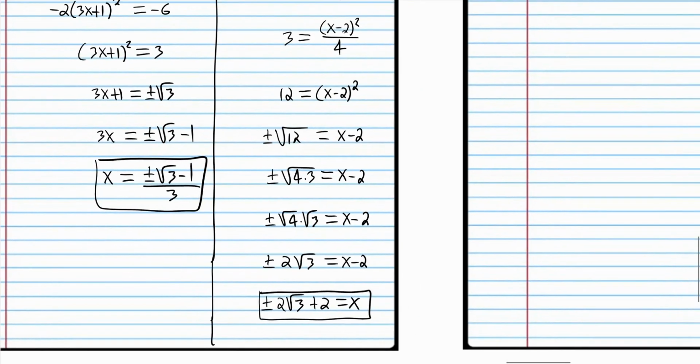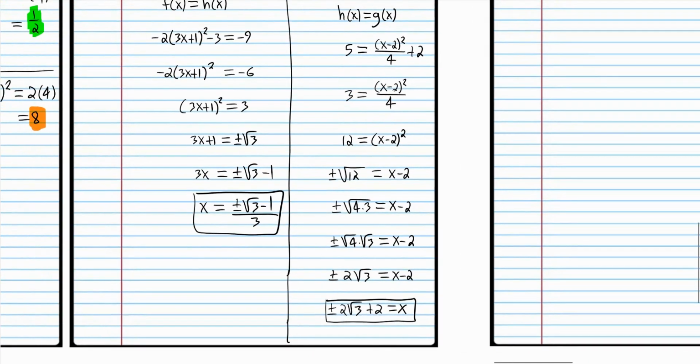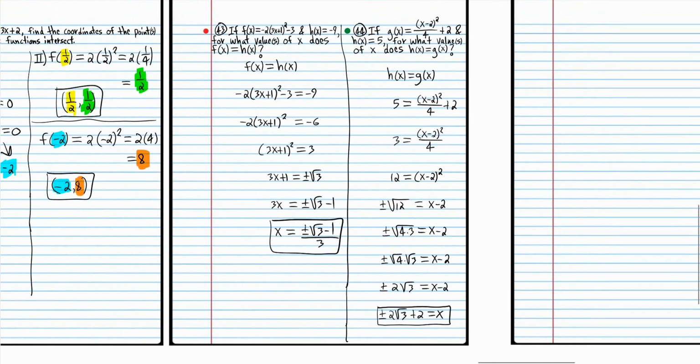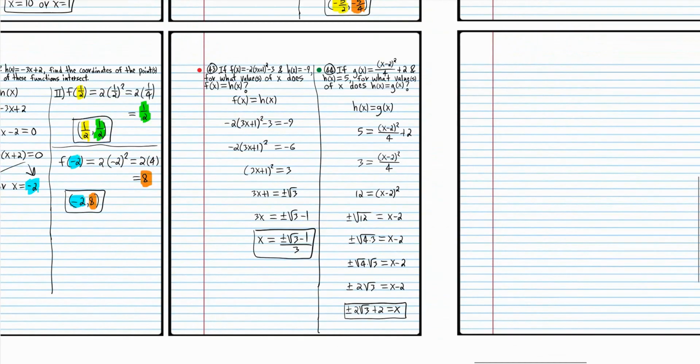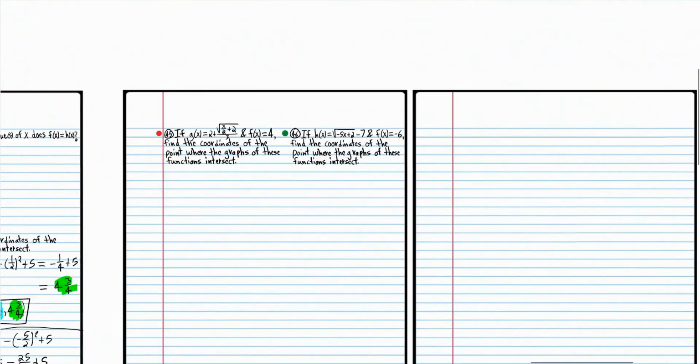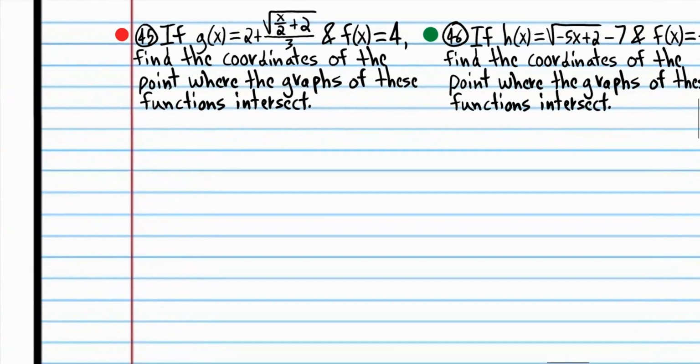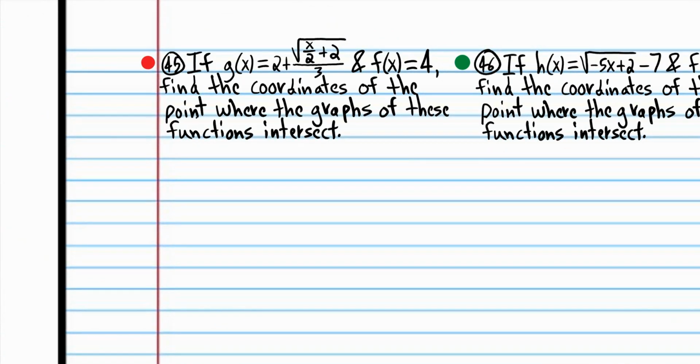Okay, so if you got that right, excellent. There's 2 x values that make that true. So we have 2 more problems. If g of x is equal to that expression there, and f of x is equal to 4, find the coordinates of the point where the graph of these functions intersect.